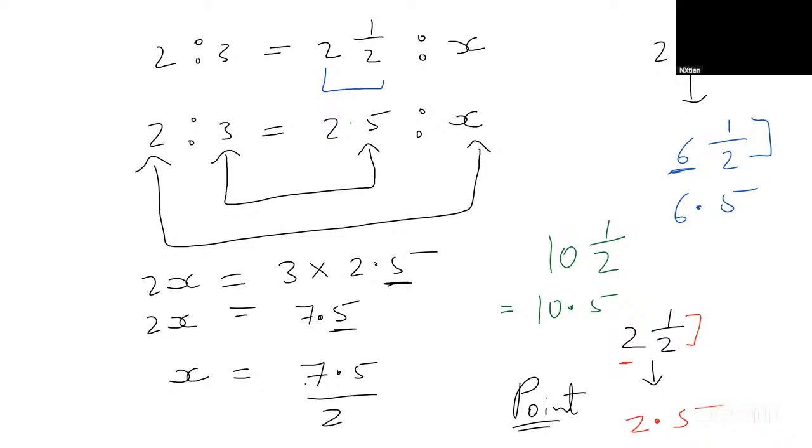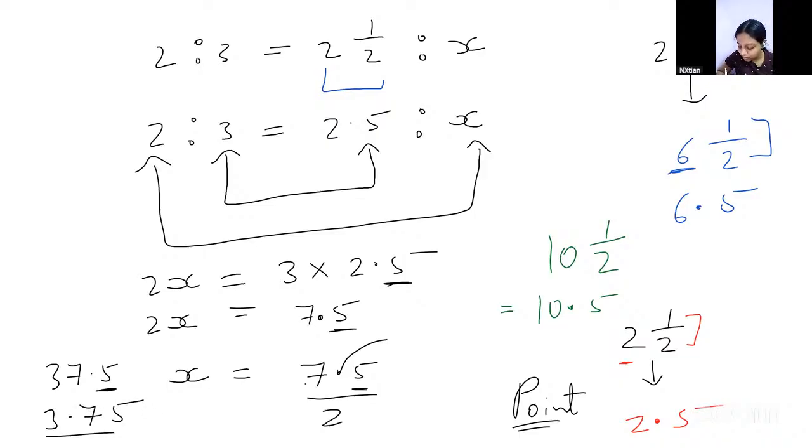37.5, but this is not the answer. If you remove this decimal and just divide 75 by 2, you will get 37.5. But we have this decimal, right? We have this decimal, so one place is this and one place this. We move this point to 3.75.